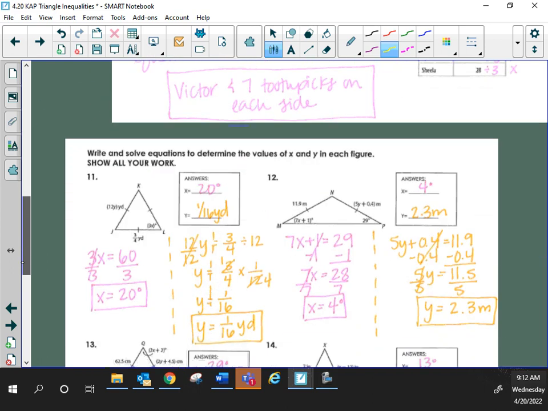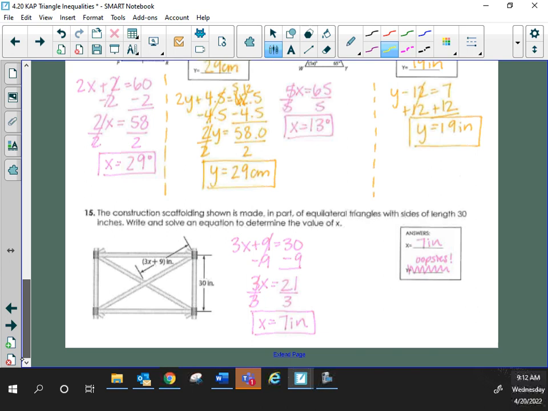Last question on the second page. This one, 15. The construction scaffolding shown here is made in part of an equilateral triangle with side lengths of 30 inches. Write and solve an equation to determine the value of x.